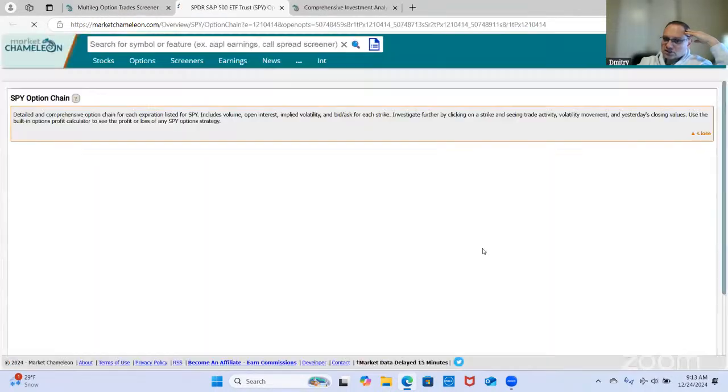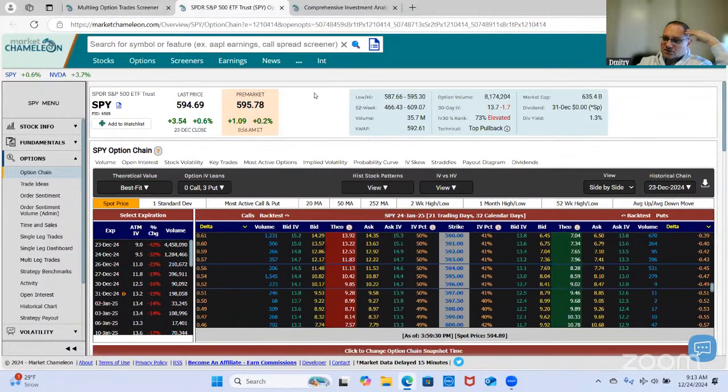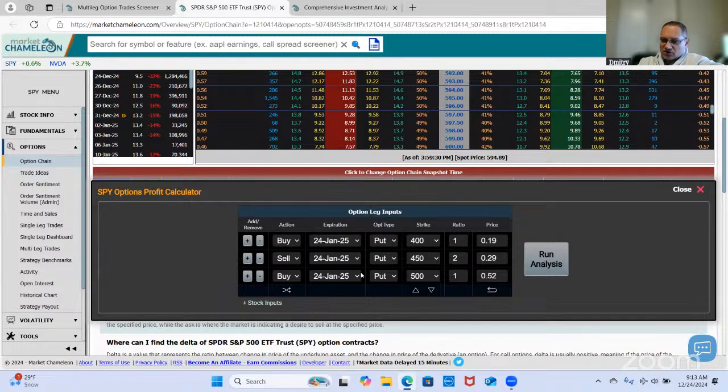And when you click on it, you go to the SPY. So now I'm on the SPY, right? Because that's what the spread was in. We're on the SPY options chain over here. It went to that January 24th expiration, where the spread traded, and for convenience, it populated all three legs. So you could see here, buying the January 400 put, selling the January 450 put 2 times, right? This is the ratio. Buying the January 500 put 1 time.